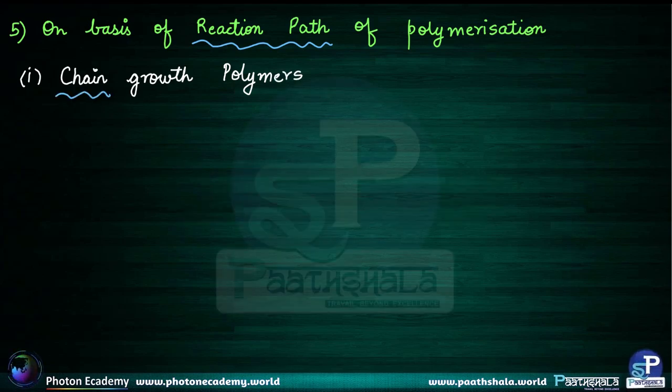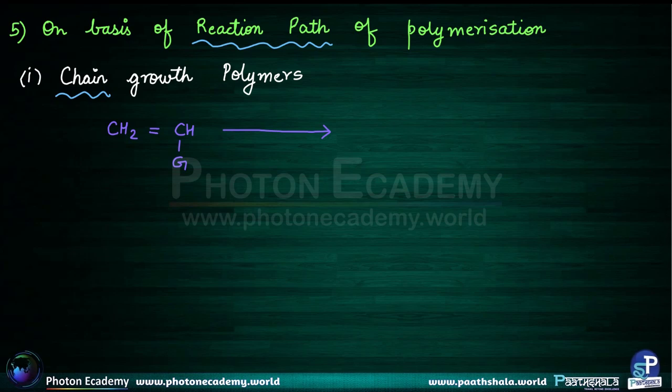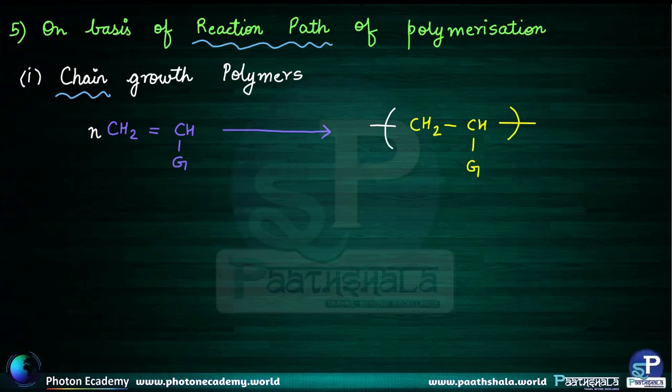So let us just take a general example. If we have CH2=CH attached with a group G, on polymerization, we learned that the process of converting monomer species into polymer was called polymerization. So on polymerization of this monomer, we get CH2, CH, with bonds open on both the sides, and there'll be G, and we have n units of this polymer.